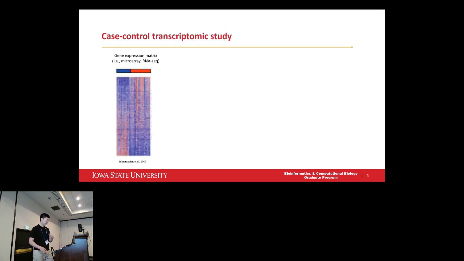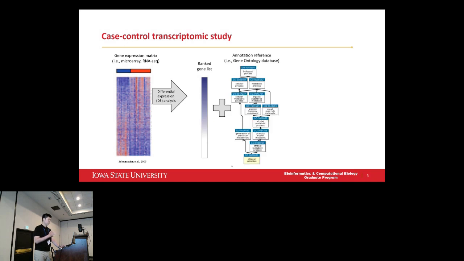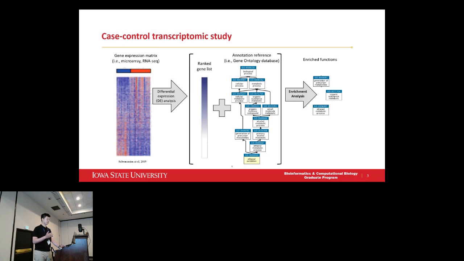Here's an example of a general use case of how people use enrichment analysis in their pipeline. For example, in a case-control transcriptomic study, you already get a gene expression matrix from RNA-seq or a microarray, and with that information, you can do some differential expression analysis. And then after that, you get a ranked gene list based on the statistic you got from that test. And with that information and also some annotation reference like the Gene Ontology database, you can do enrichment analysis. And in the end, you'll get some enriched functions.